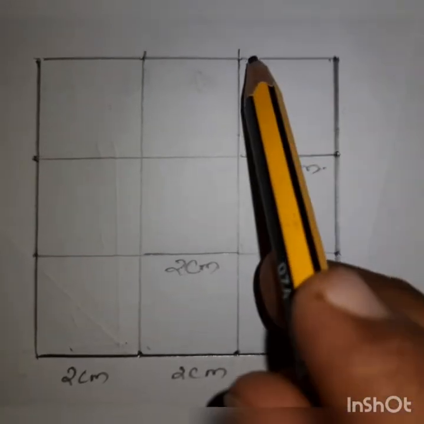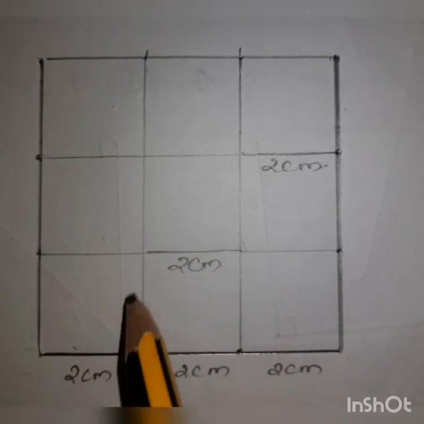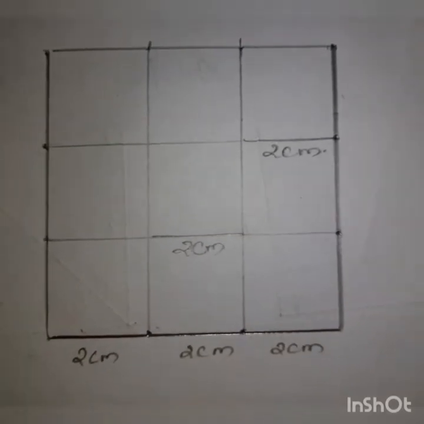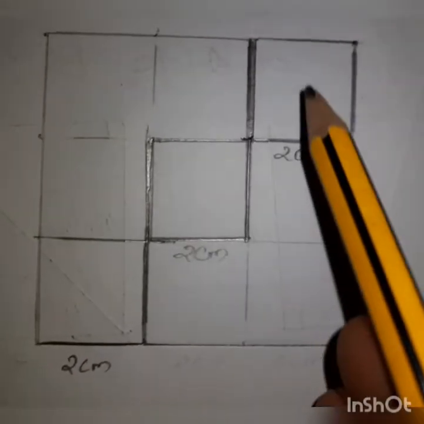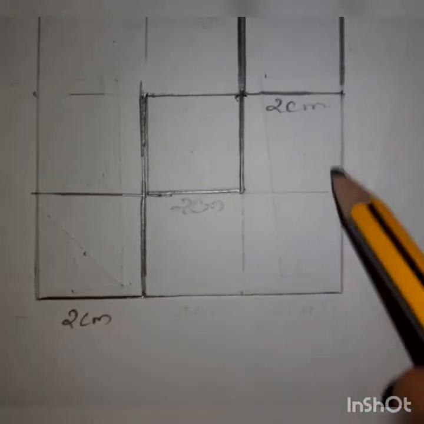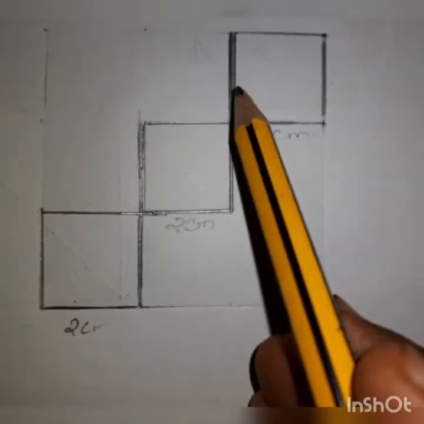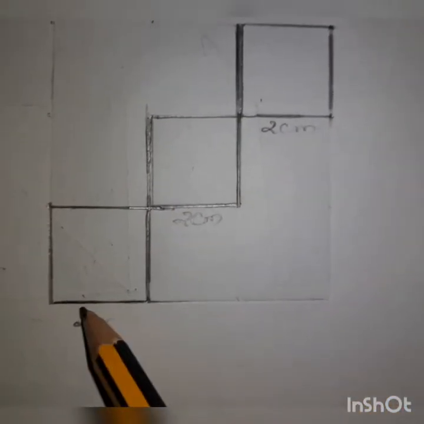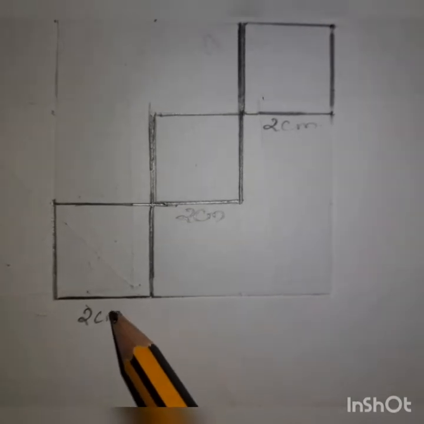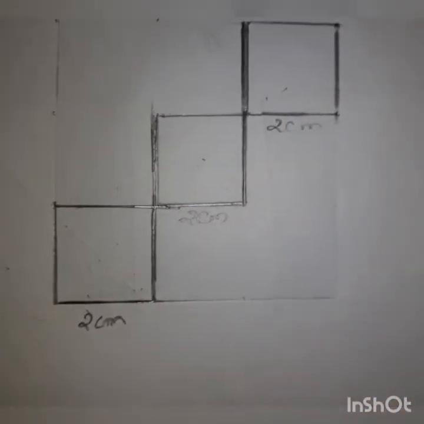So you have to mark the square pattern whatever you needed. So which is the pattern we need, that you have to mark it. So you got 3 squares here, and the other parts you can erase it. The final pattern we are getting like this, 2 centimeter square here and join to the next 2. So this is the final pattern.